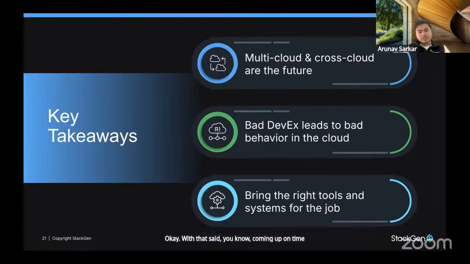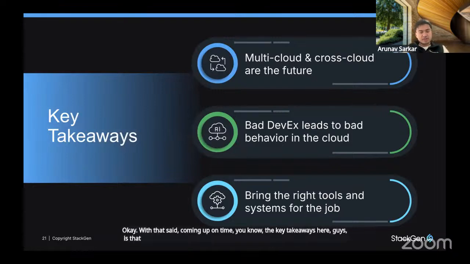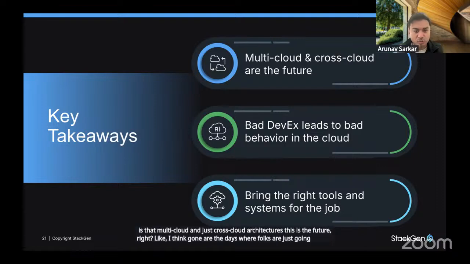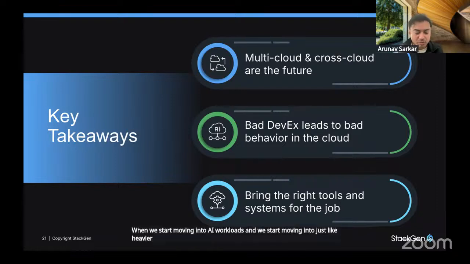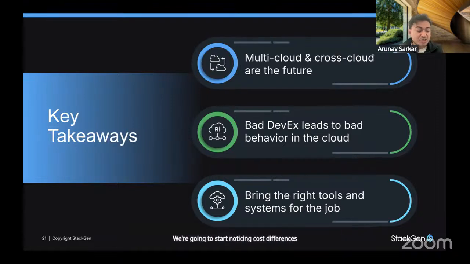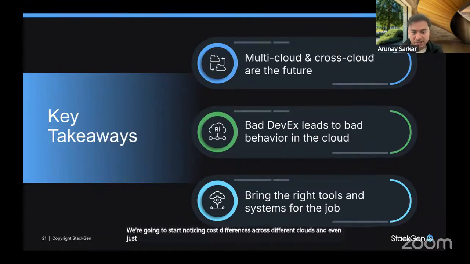The key takeaways here, guys, is that multi-cloud and cross-cloud architectures, this is the future, right? I think gone are the days where folks are just going to be fully contained in one cloud. When we start moving into AI workloads and heavier compute than just VMs and even Kubernetes, we're going to start noticing cost differences across different clouds and even performance differences across different architectures. And that means that we have to use multiple cloud systems.